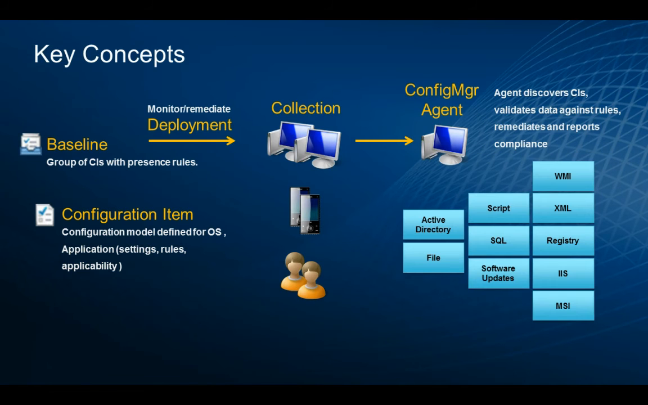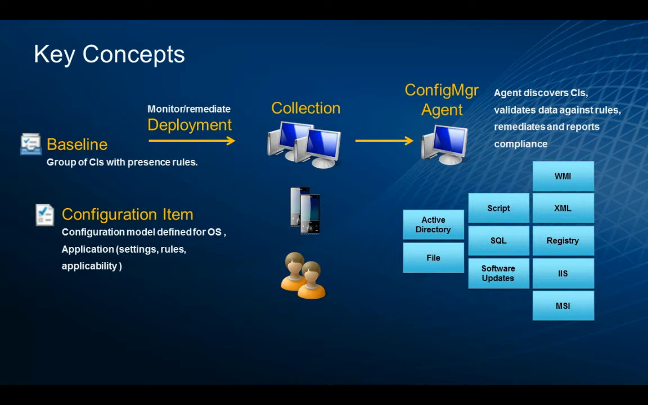We begin with two elements that are important to understand. The first, the core foundation of what settings management is based on, is something called a configuration item. This is defined for OS, applications, settings, rules, applicability, values, configuration settings, etc. We group these CIs into something called a baseline, and then that baseline is deployed against a collection of devices, computers, or users. Our agent receives these deployments of policy. We discover the CIs, we validate against rules, we remediate and report back.